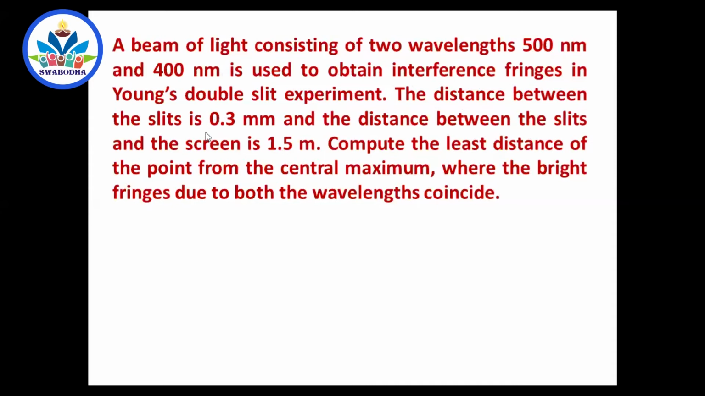The distance between the slits is 0.3 millimeter, small d, and the distance between the slits and the screen is 1.5, capital D. Compute the least distance of the point from the central maximum where the bright fringes due to both the wavelengths coincide. Yes, they are asking you from the central fringe, where do you get the common fringes?